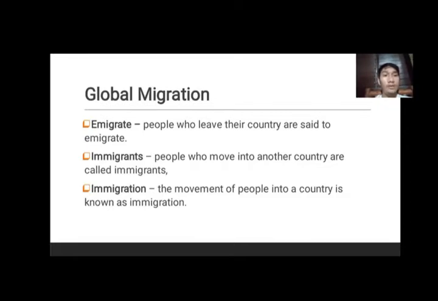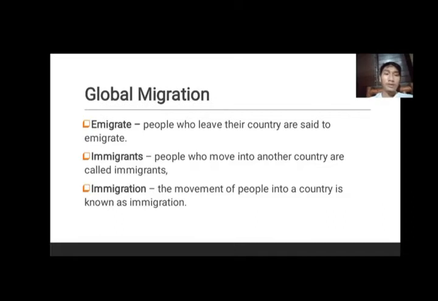Next is immigrants. People who move into another country are called immigrants, just like immigrate. But immigrants is when you move into another country and you want to become a citizen there, and you want to live there and you can live there forever. That's what we call immigrants. Immigration is the movement of people into a country. Immigration is when you're from the Philippines and you want to move to another country like America. That's what we call immigration. But with immigration, you're not a citizen there.